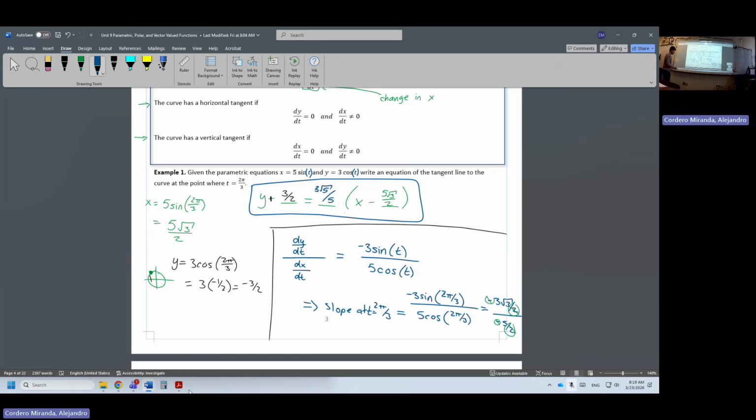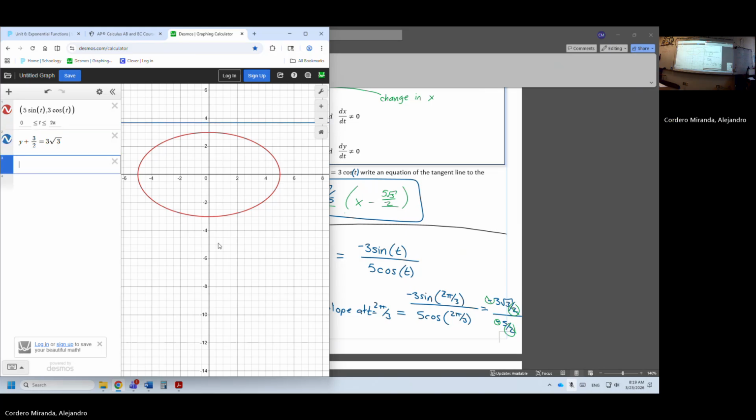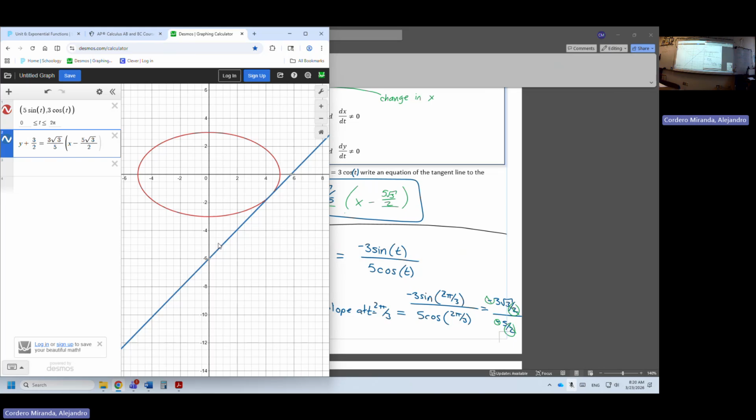And if you don't believe it, let's check it. Watch this. I'll grab my key so I don't forget it. We said it was y plus 3/2 equals 3 square root 3 over 5 times x minus 5. Sorry, there it is. That looks like a good tangent.